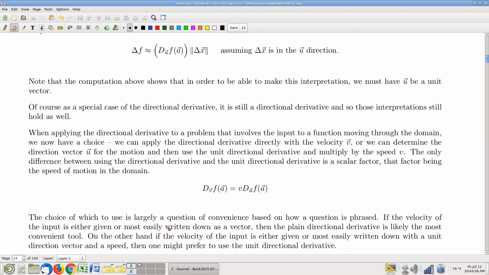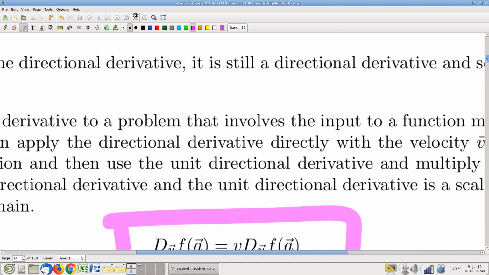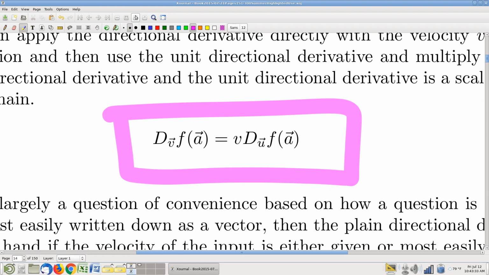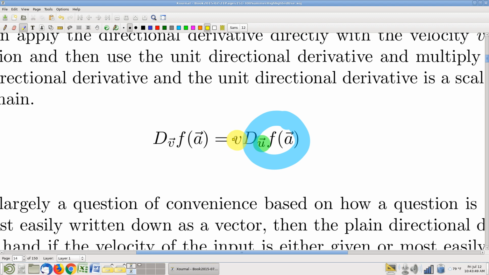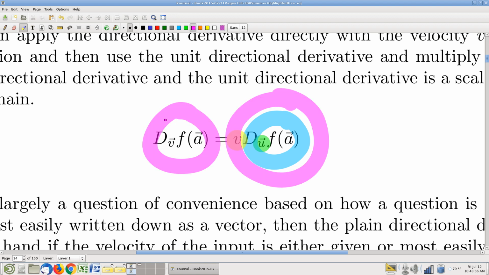You do now have a choice in terms of how you compute directional derivatives. You could compute that directional derivative straight out. The other alternative, as we just walked through, is to compute the unit vector first, use that to compute the unit directional derivative, and then subsequently multiply by the speed to recover the original directional derivative. So take your pick. Which one would you like to do?